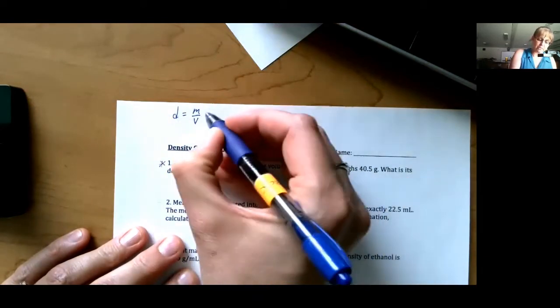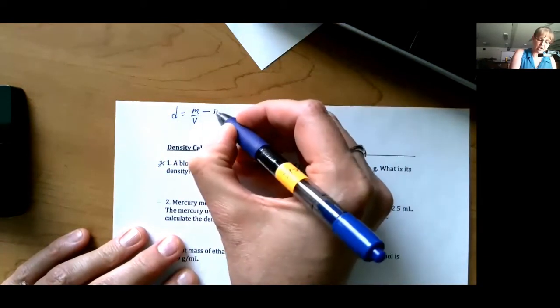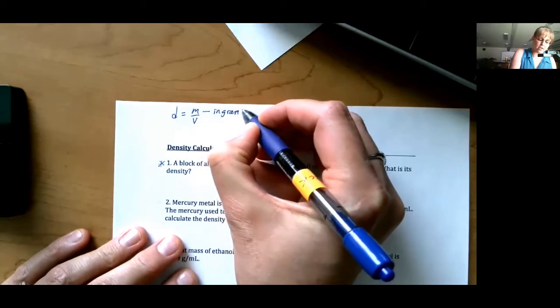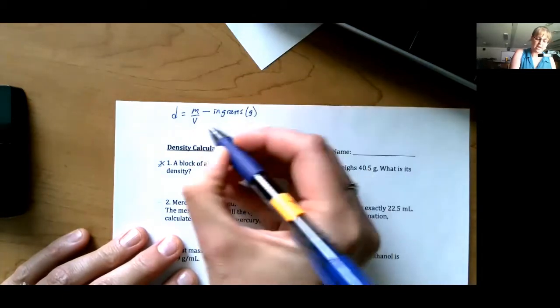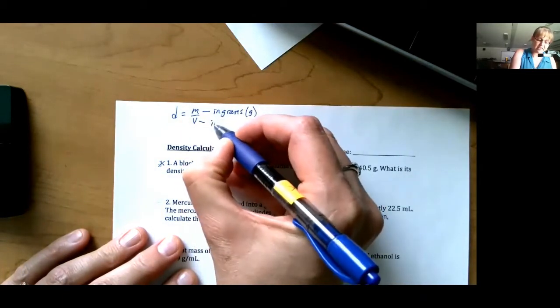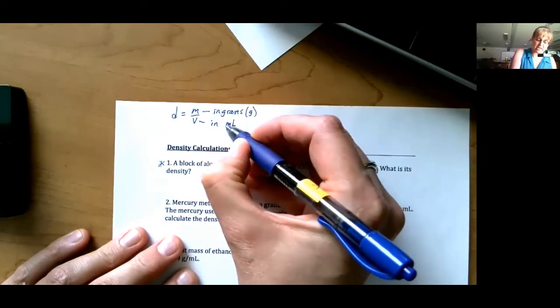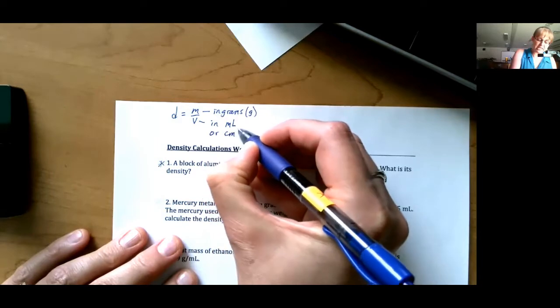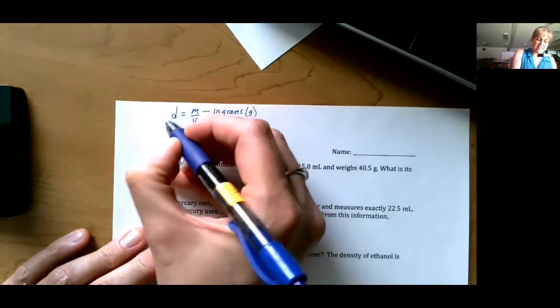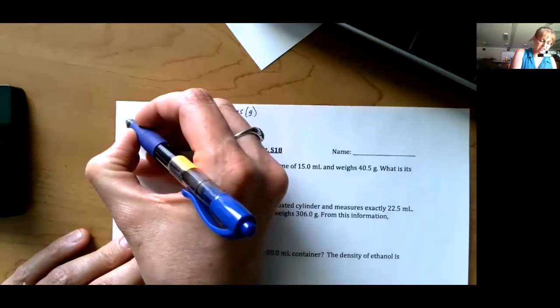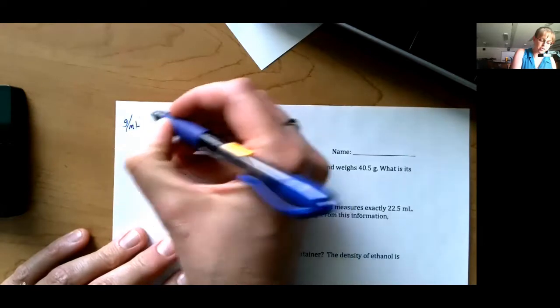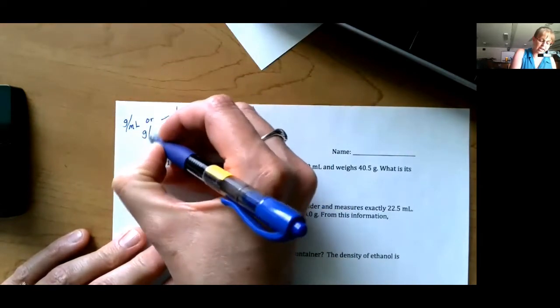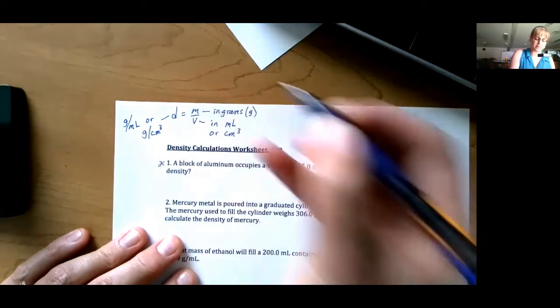Mass is in grams, or lowercase g. Volume is either in milliliters, lowercase m capital L, or it's in cubic centimeters. Then density is either grams per milliliter or grams per cubic centimeter.